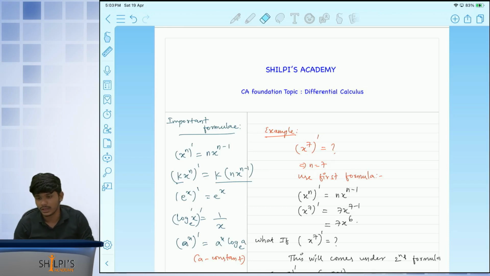Hello students, here we are going to see some important formulas of differential calculus and some examples for those formulas.